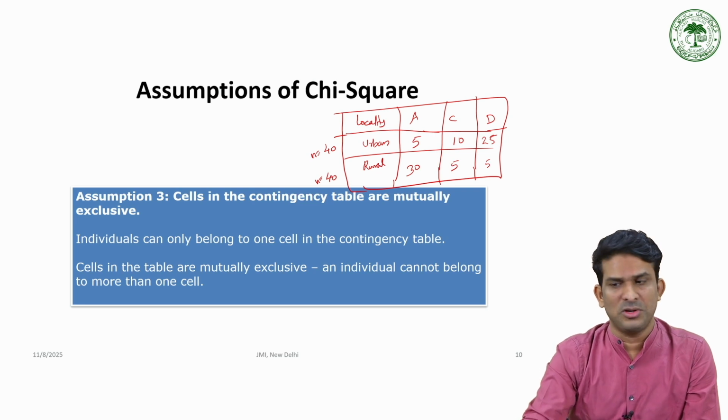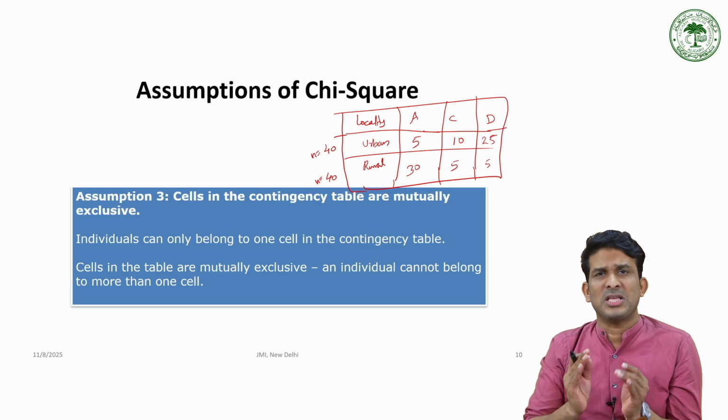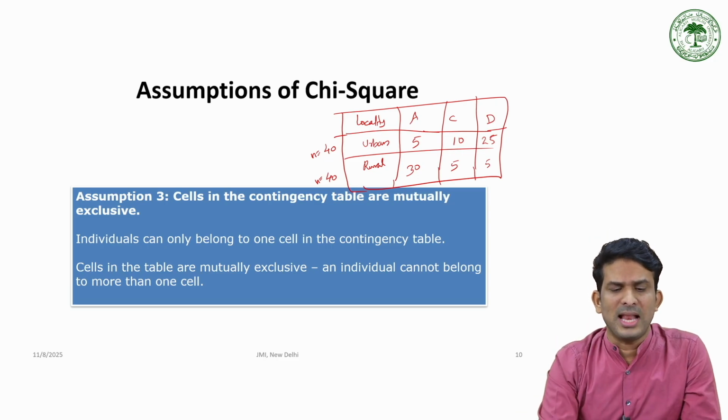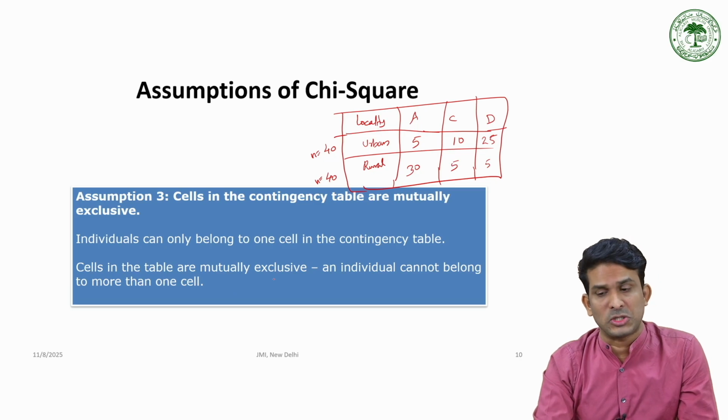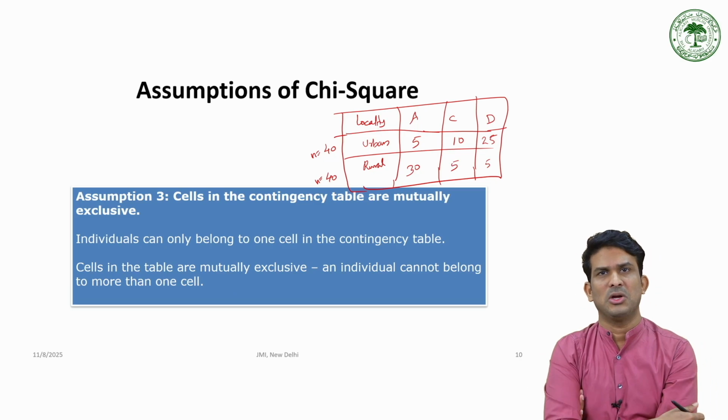Altogether, we are getting 40. Again, altogether in the urban, we are getting 40. So, everyone is exclusive in their opinion. For example, cells in the table are mutually exclusive. An individual cannot belong to more than one cell. Got it?